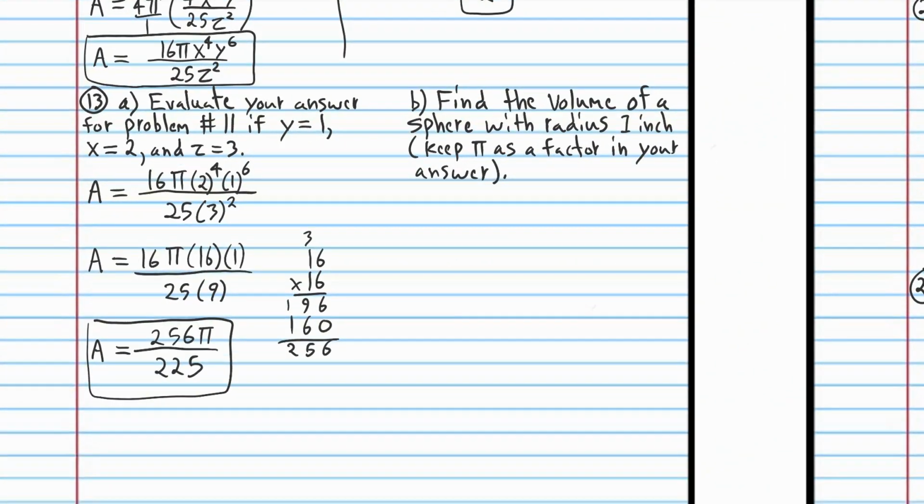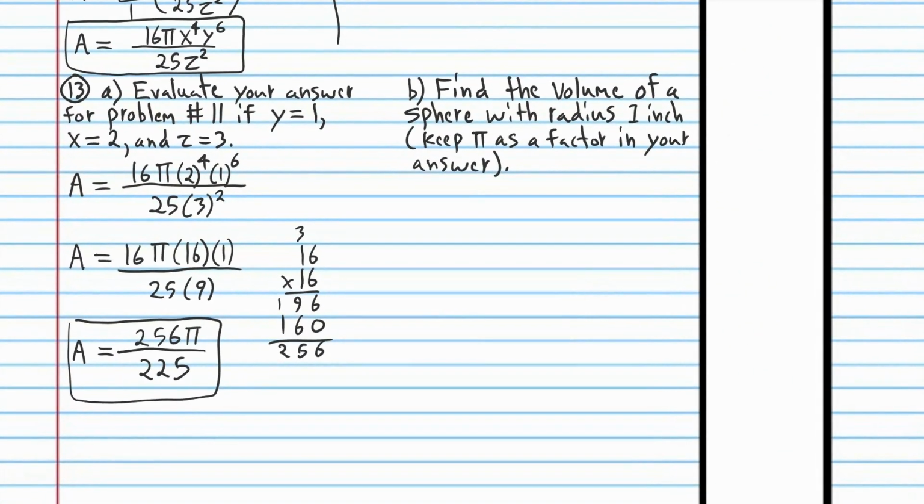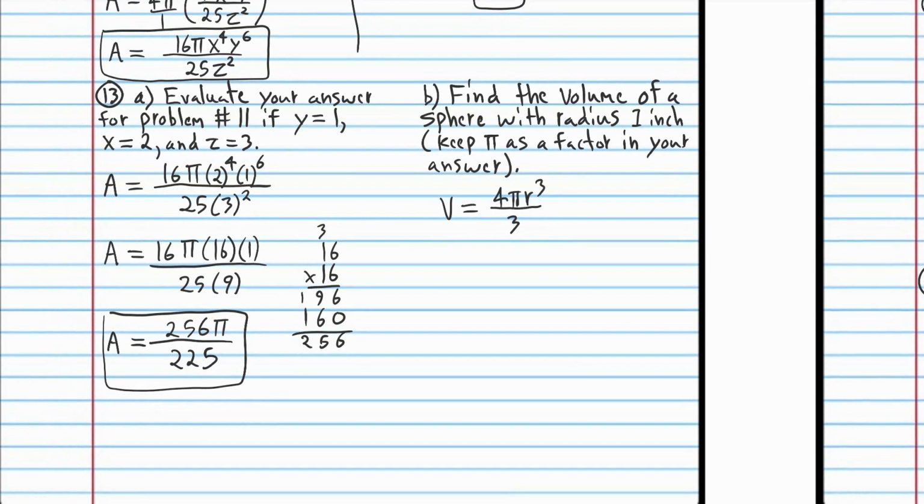Find the volume of a sphere with radius 1 inch. Keep pi as a factor in your answer. So let's get out our volume formula. Volume of a sphere is 4 pi r to the 3rd power over 3. So again, you have to write that formula. You have to show the formula that you're using. And the radius is 1 inch, so we just plug in 1. This is just an evaluation problem.